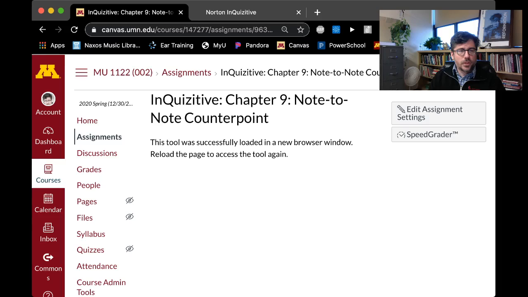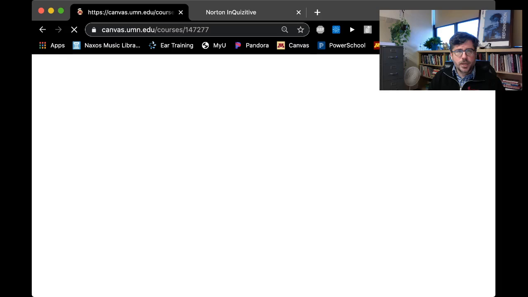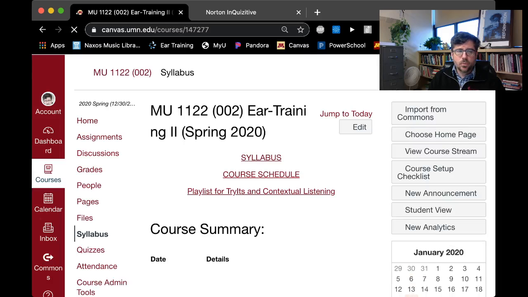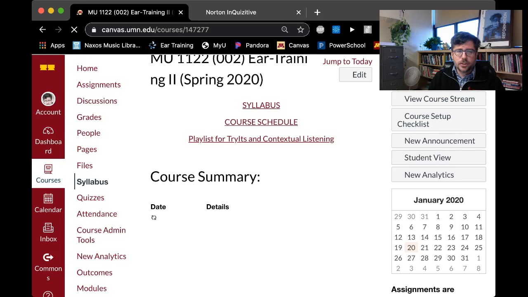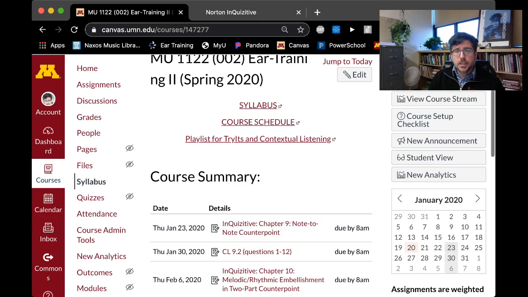Of course, to do this, I accessed it through Canvas, and I went to Home, and I clicked on the assignment for Chapter 9. So hopefully you were able to do that. The first time that you log in, it will ask you to put in your login information, and that's how you get added to the student set. So be sure you access this through Canvas.